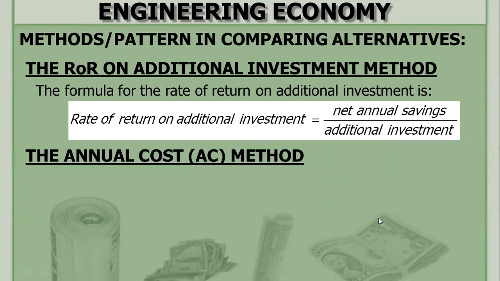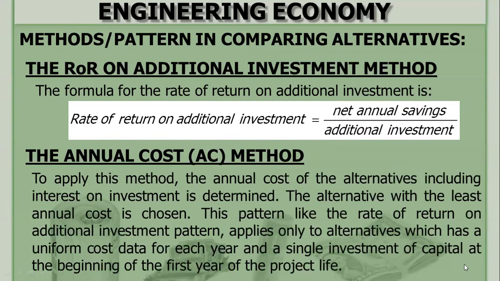The second one is the annual cost method. To apply this method, the annual cost of the alternatives, including interest on investment, is determined. Same sa basic methods. Na if you use the annual cost method, the interest on investment is part of the cost or is considered as a cost.